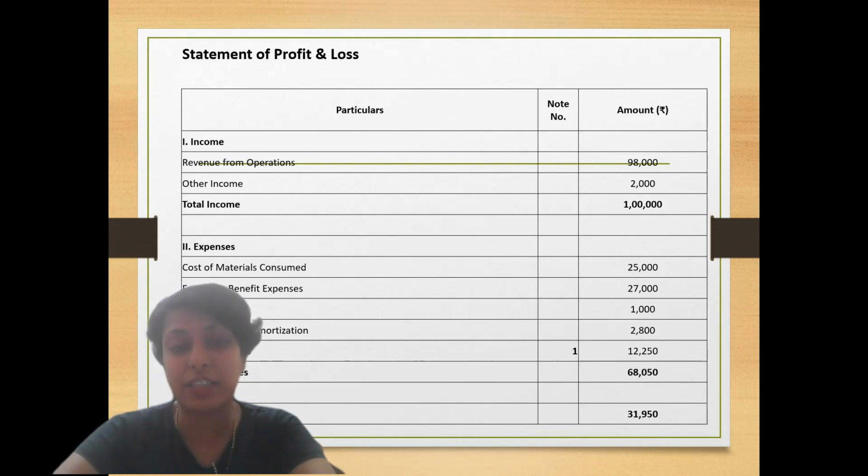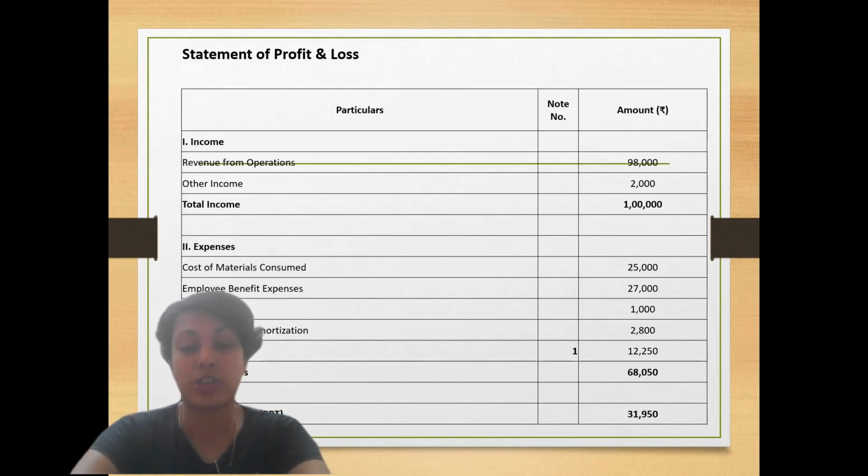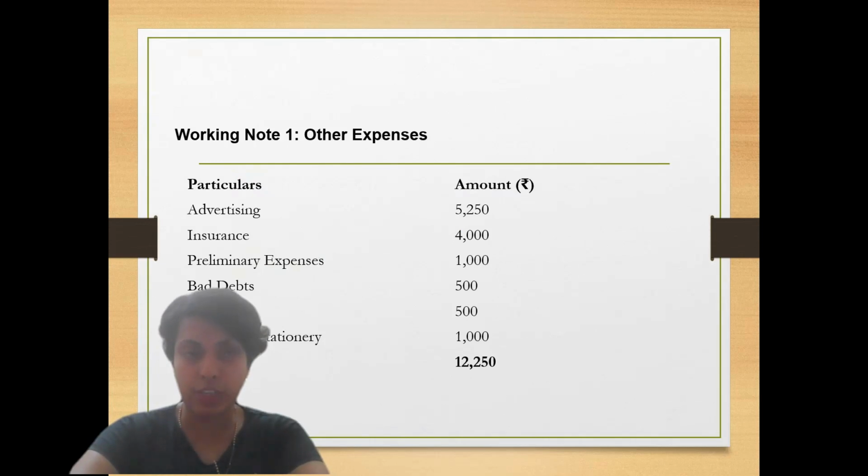We don't have any item which is more than one under employee benefit or finance cost. For depreciation and amortization also, we have only one item given in the question. So for that also, the amount is directly written under the head depreciation and amortization. If we had more than one asset to be depreciated, we would be opening the working note. Then we have other expenses. For other expenses, we have quite a few items: advertising, insurance, preliminary expenses, bad debts, discount allowed, and printing and stationery. All of this together is totaled and we get the answer.